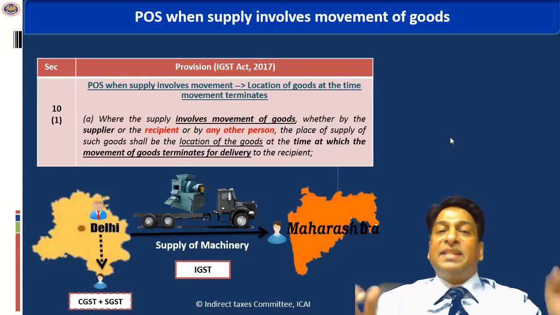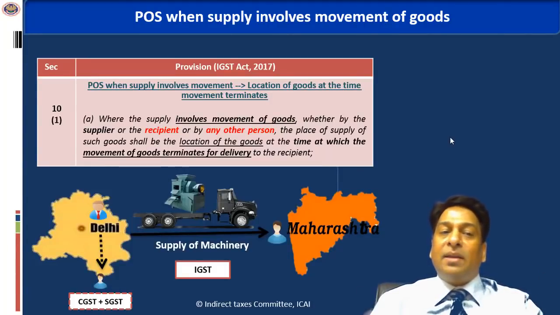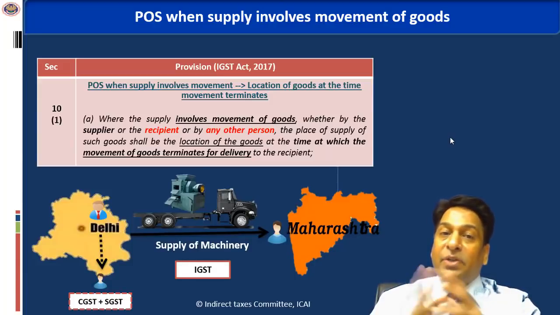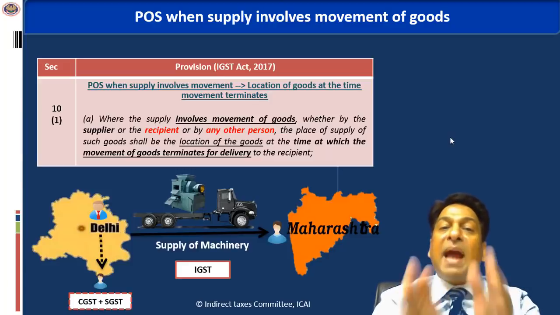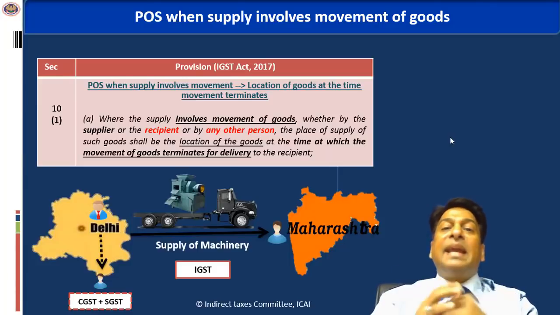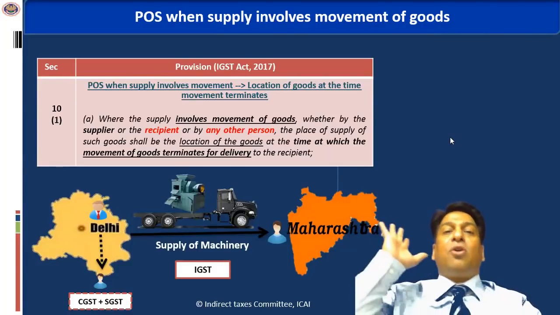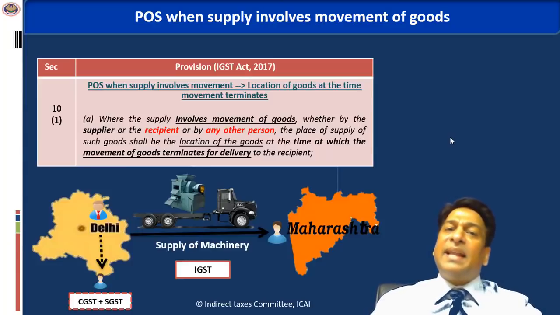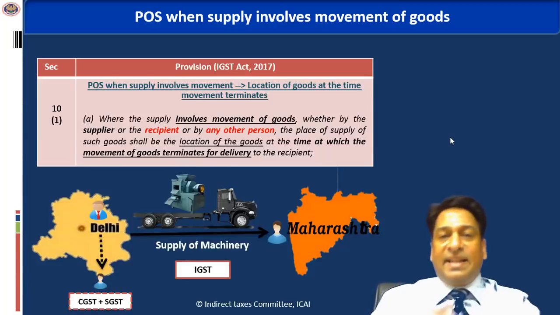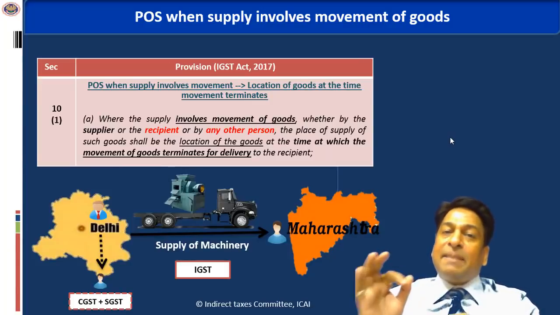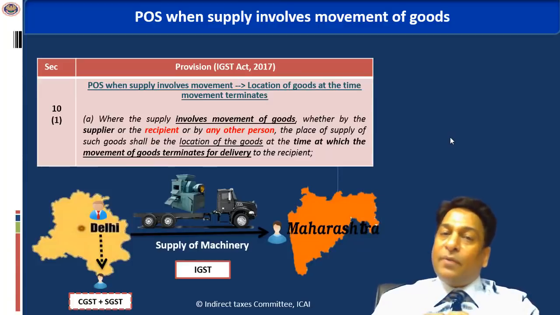Let's look at section 10, subsection 1, clause A. What is this clause A referring to? We have to determine the place of supply when supply involves movement of goods. I request all the viewers to kindly read the provision first. Then we will analyze the provision with a practical case study.